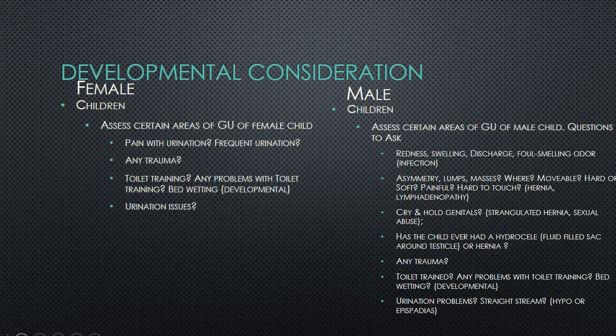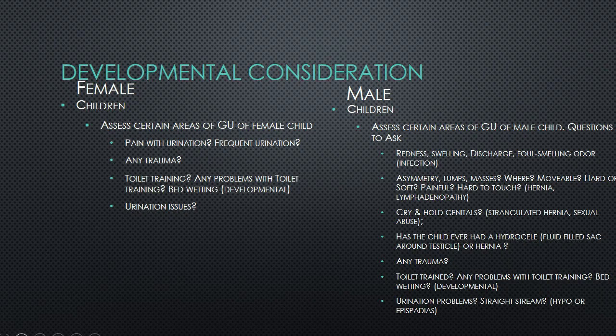For the male child, they can have redness, swelling, discharge, or foul-smelling odor in the testicular area, which is a sign of infection. It could be asymmetrical. They could have lumps or masses. They could be movable, hard or soft, painful, which can be indicative of hernia or lymphadenopathy. You want to ask if they cry and hold their genitals, which could be a sign of strangulated hernia, but it could also be a sign of sexual abuse. It's important to remember that male children can have sexual abuse just like female children can.